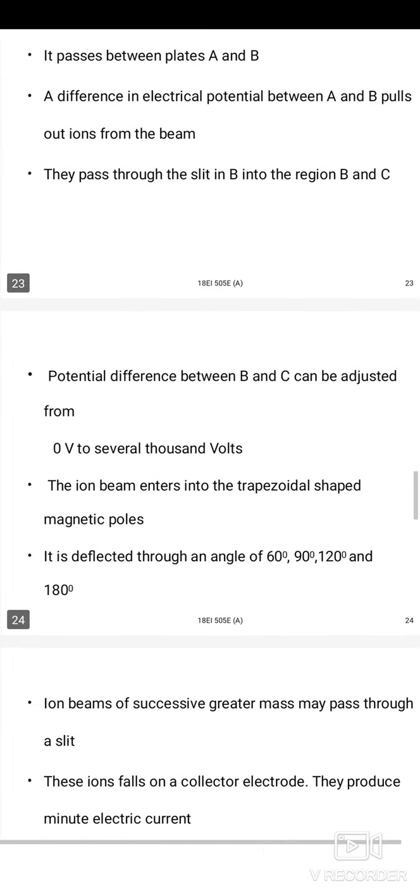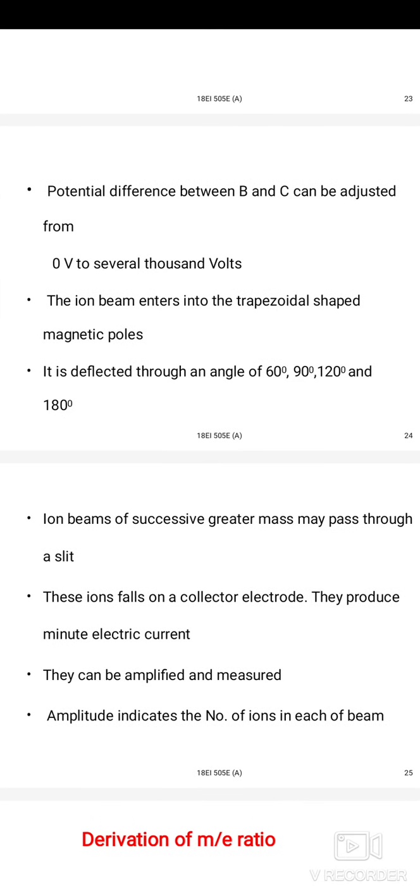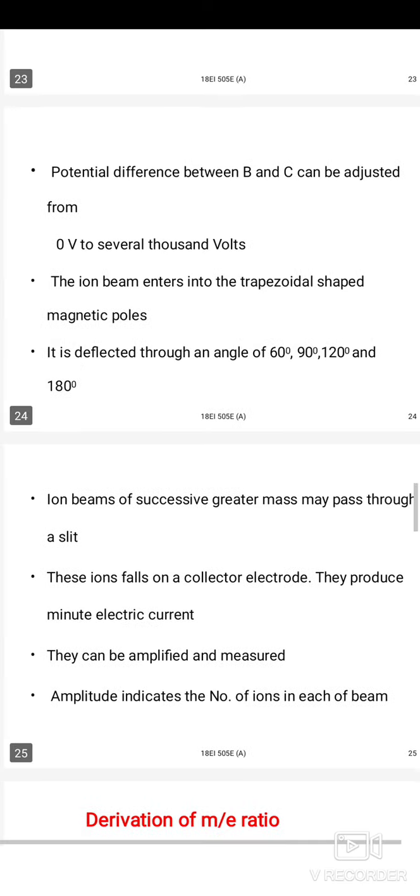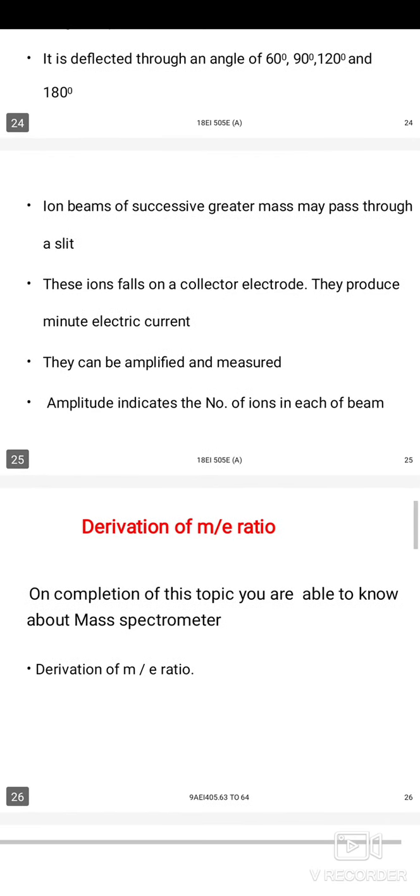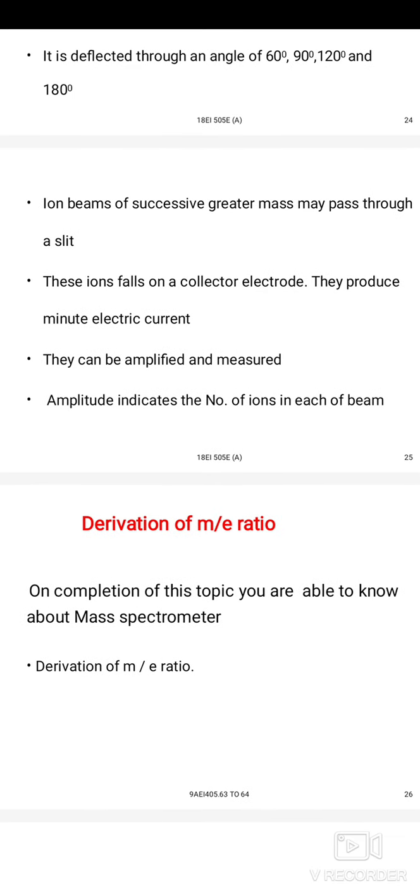The ion beams enter the trapezoidal shaped magnetic poles. It deflects them through an angle of 60 degree, 90 degree, 120 degree and 180 degree. Ion beams of successively greater mass may pass through the slit. The ions fall on a collector electrode. They produce a minute electric current. It can be amplified and measured. The amplitude indicates the number of ions in each beam that can be measured.